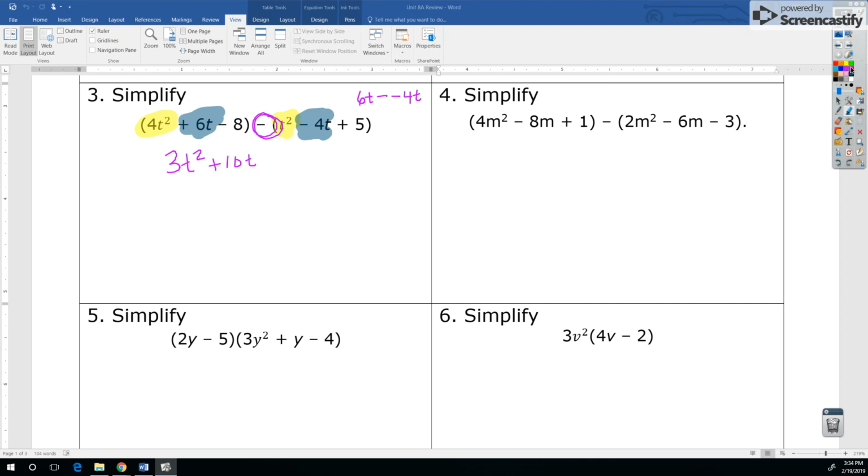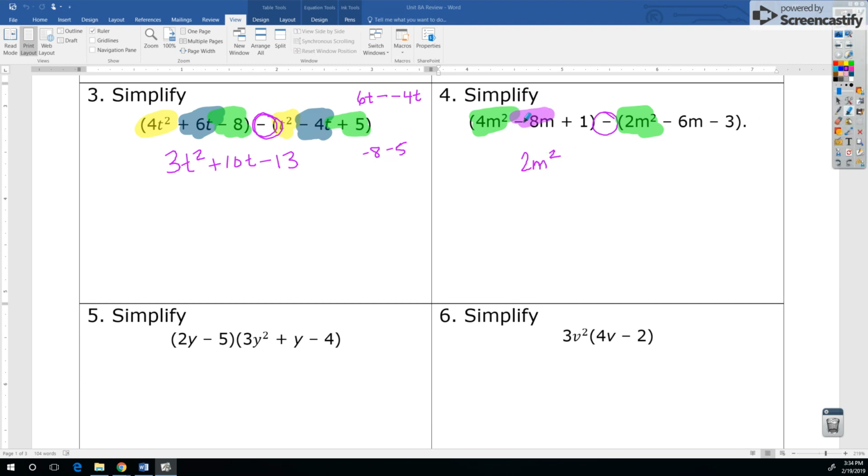And last, I have negative 8 minus 5. Negative 8 minus 5, which is negative 13. Again, descending order. Okay, again, I have subtraction. So I'm going to highlight all my m squareds. 4m squared minus 2m squared is 2m squared.